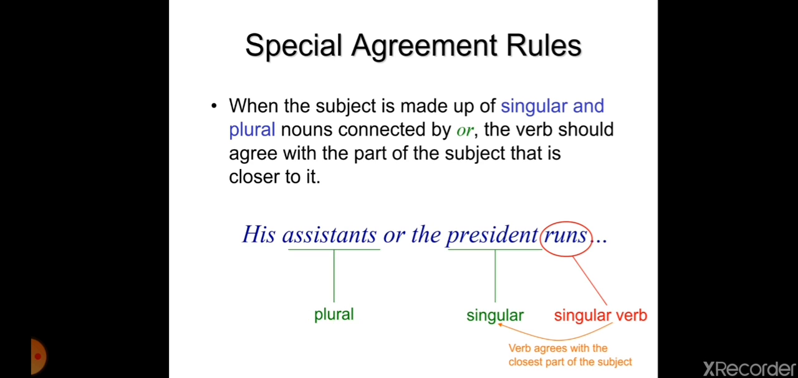See, there is the same sentence in a different form. His assistants or the president. When the subject has two different numbers in a different order, again the verb should agree to its nearest subject and its number. The nearest subject is the president, which is in singular form, therefore verb is in singular. His assistants or the president runs.